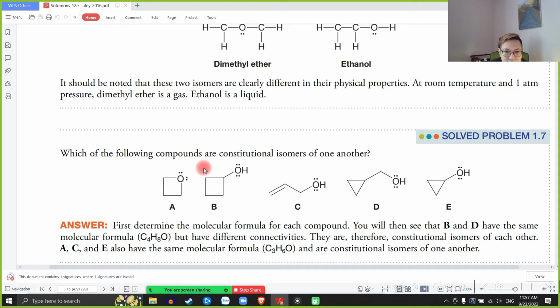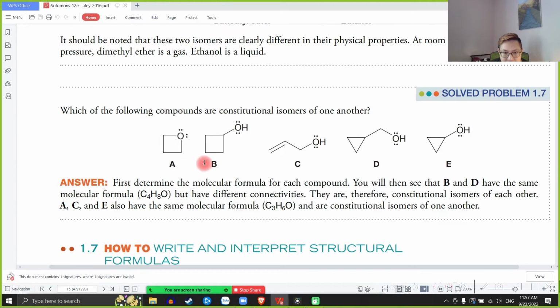Which of the following compounds are constitutional isomers of one another? So you have 5 cases. How do you know if they are constitutional isomers of one another? You have to write it in full, like C, H, and then O, so something. Don't write it in stick formula like this. You have to write it in full, and then you count the number of atoms in each of them and compare.